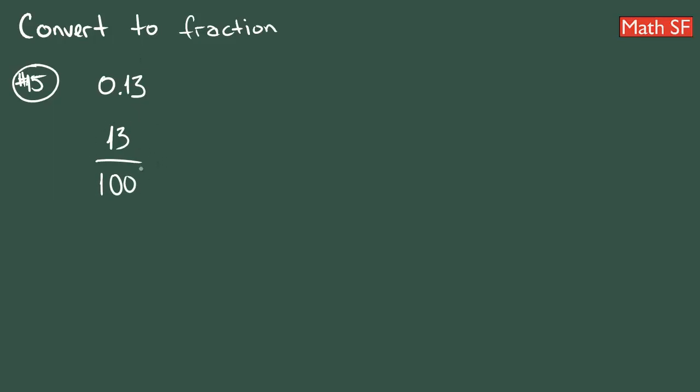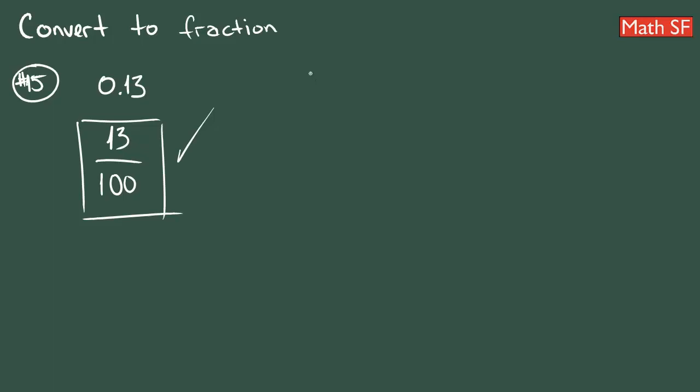Now, is this reduced? Yes, 13 is a prime number, and 100 is 10 times 10, and then a 2 times 5 and a 2 times 5, in a way that there is not any 13 underneath that will be able to cancel it. Therefore, our answer is simplified.